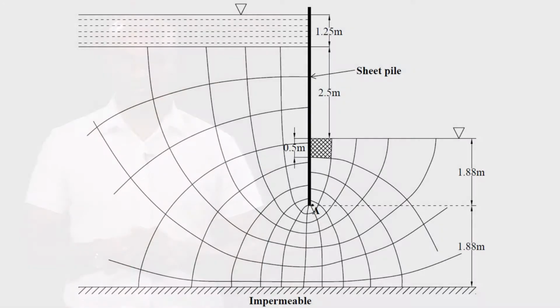Hello, in this video I'm going to explain the solution for question number 6 in the permeability, seepage and flow net problem set. So this question talks about a seepage scenario. So the required information for the calculation and also the drawn flow net diagram is given.